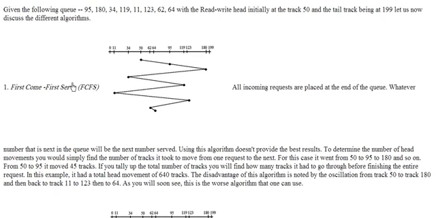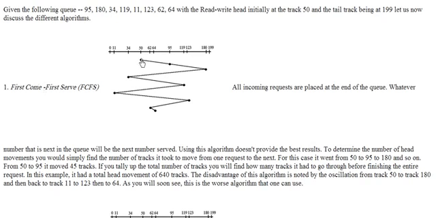So let's start with the first one. We have this following queue, and the question says the read-write head is initially at track 50. So initially we are here at track number 50, and the tail track being at 199. Let us now discuss the different algorithms, with the first one being first come first served.